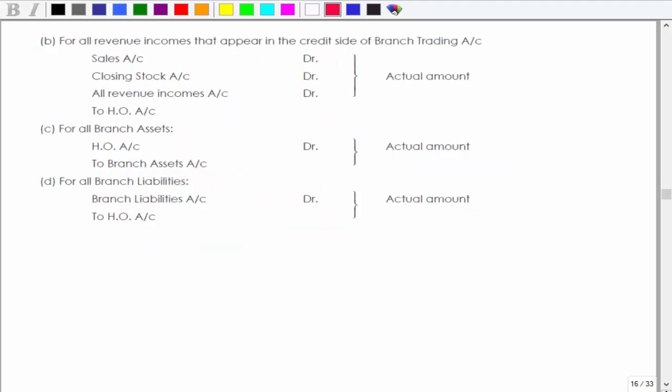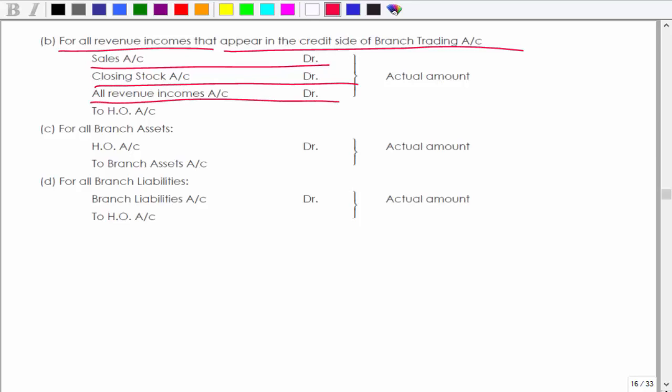Let's see item B. For all revenue items that appear in the credit side of branch trading account, what is going to happen? HO account is going to be credited by these items. Those items will be closed by debiting them, and HO account is going to be credited. The items that can come on credit side of the trading account can be sales account, so that should be debited. Closing stock should be debited. All revenue incomes that are appearing on the credit side of trading account should be debited, and credit should go to HO account.